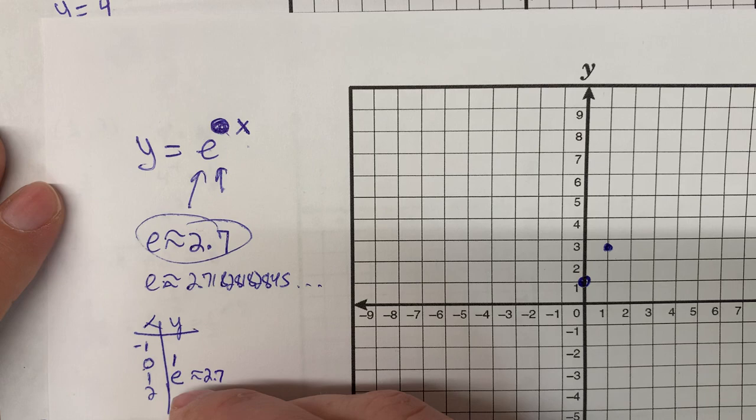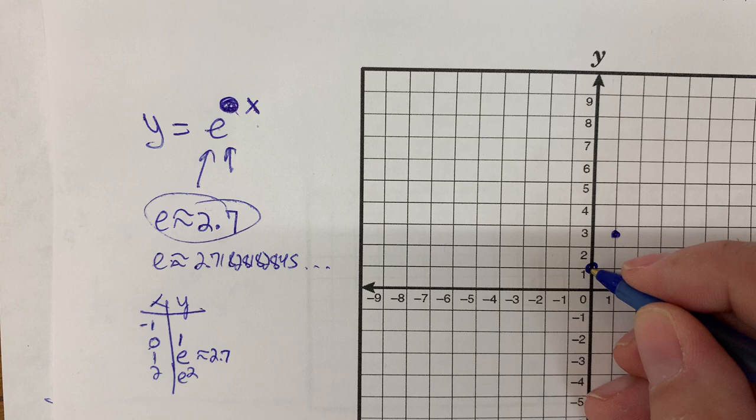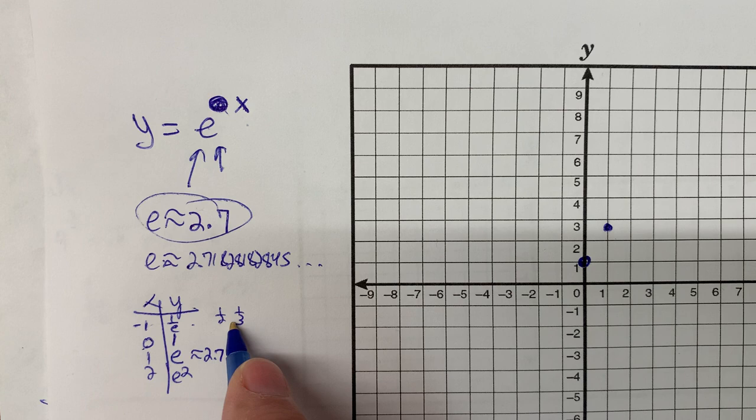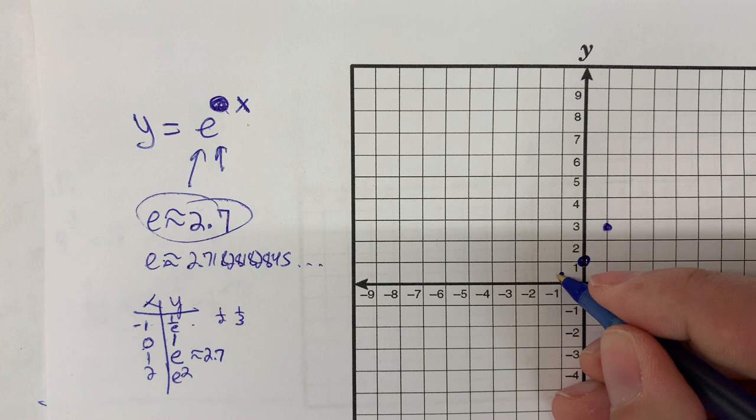Now, e squared, you don't need to know this. And so it's completely fine to just say, hey, I know negative 1 is going to be 1 over e. That's somewhere between 1 half and 1 third, because e is between 2 and 3. So 1 over e is between 1 half and 1 third. It's somewhere around right here. This is all you need to be able to do to graph it on your own. I don't expect you to get more points.